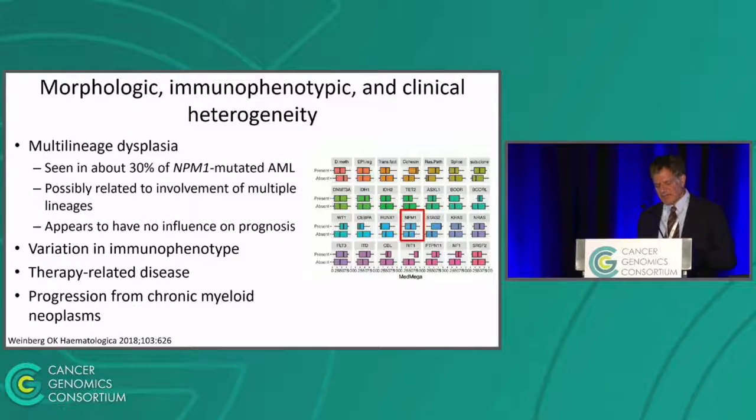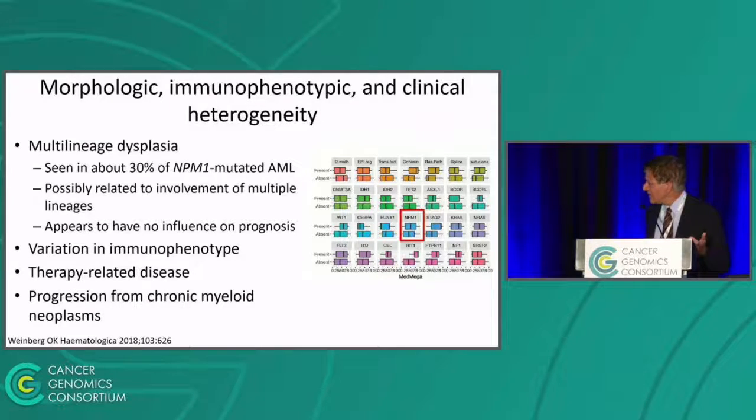So what about other types of heterogeneity? Well, there's multilineage dysplasia. That's been recognized in about 30% of NPM-mutated AML, and studies done by us and others have shown, this shows in megakaryocytes, NPM1 mutation seems to have a higher frequency of megakaryocyte dysplasia, but this does not seem to have any influence on the prognosis, and generally we ignore dysplasia when we see it in NPM-mutated AML.